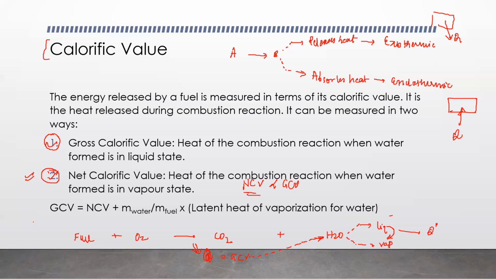So this is the formula for GCV and NCV, but you will understand this more clearly once you are done with thermodynamics and you understand these concepts of latent heat and sensible heat. When you understand all these concepts, then you will be able to relate to them more clearly. So for now, I'm not going into too much detail. Just understand why NCV is lesser than GCV.